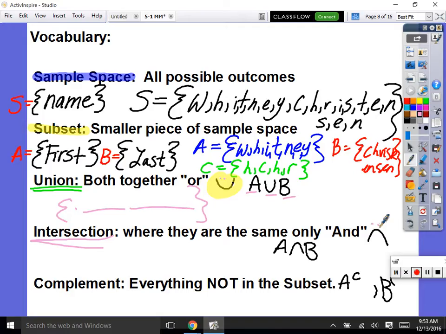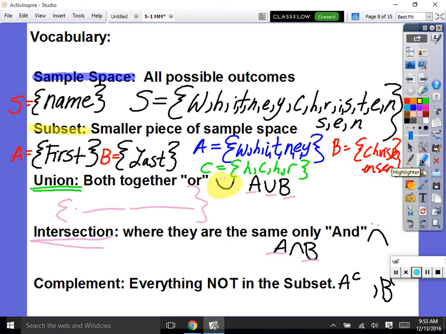So the intersection of A and B would be where they're the same. Let's look at my first name and last name and see where they intersect. We have a W here. Is there a W there? Well, they're not the same, so they're not welcome. Picky people don't let other people into their friend group unless they're the exact same as them. Does that make sense, everybody?